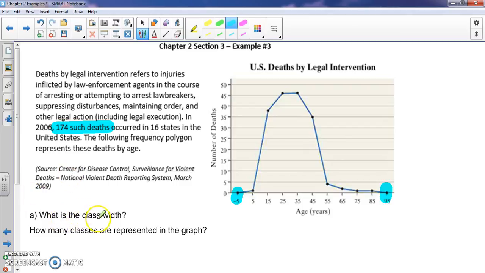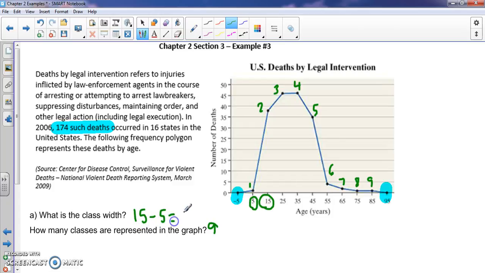So our first question asks, what is the class width and how many classes are represented in the graph? So I can see here that I have 1, 2, 3, 4, 5, 6, 7, 8, 9 points on the graph. So I have 9 classes represented. To find the class width, I can also use midpoints. So I'm going to look at the first 2 classes. If I find the difference of those 2 midpoints, I can find the class width. So 15 minus 5, and I get 10. So I can pick any 2 consecutive. So I could have picked 45 and 35 or 75 and 65. Any 2 consecutive classes will allow you to get that class width.